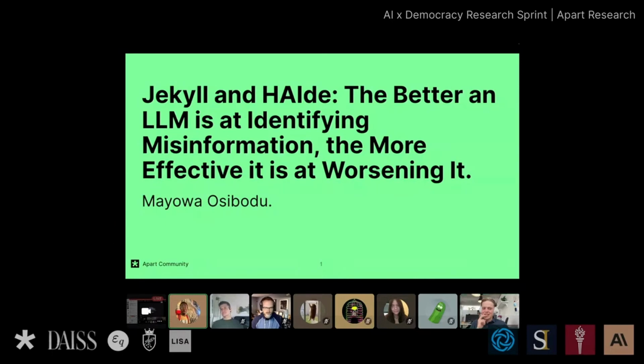So my project is, I started out building it. Okay, the topic: Jekyll and HAIde. The better an LLM is at identifying misinformation, the more effective it is at working with it. So I started out building to counter misinformation, and I worked on some techniques at that.